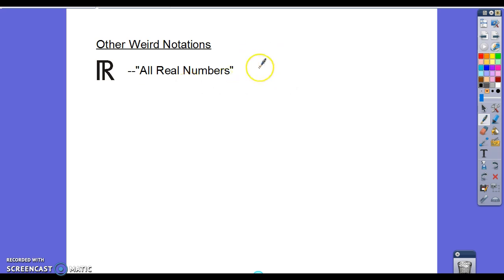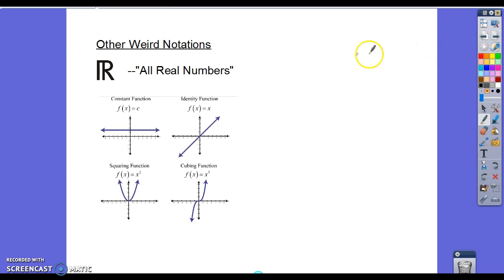This is just instead of writing from negative infinity to infinity, we might use this bold R, so it kind of looks like this when I write it. Okay, the old writing symbol, if you were familiar with that. Okay, so a couple of things. Most of our functions have domains that are all real numbers.